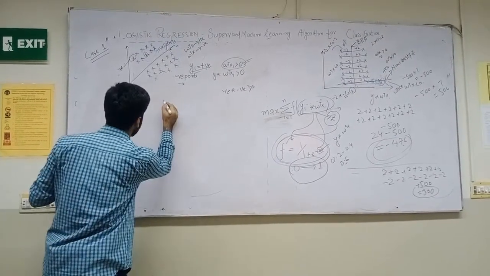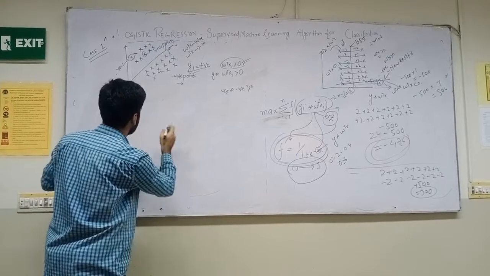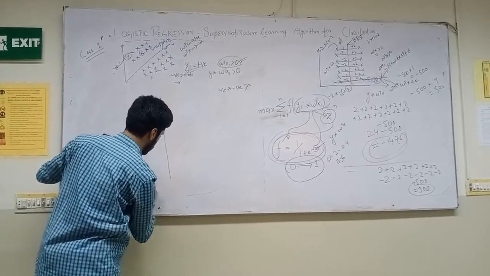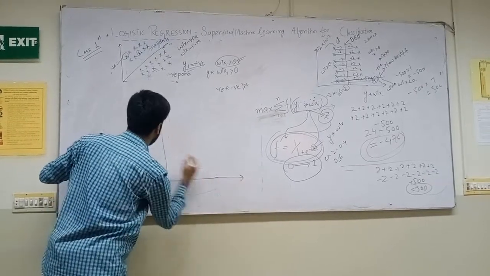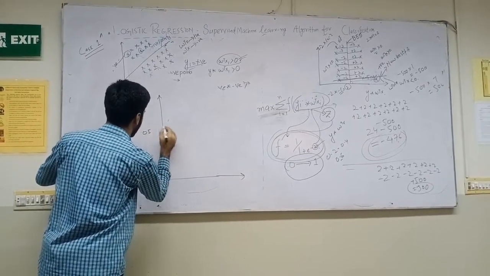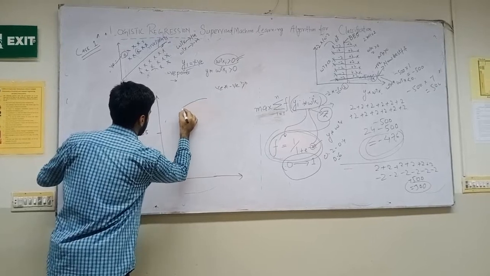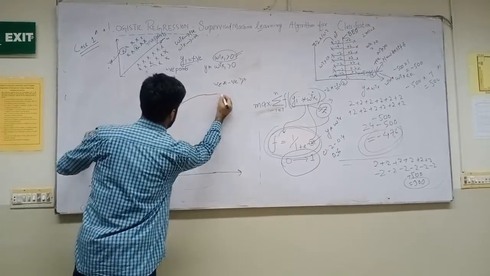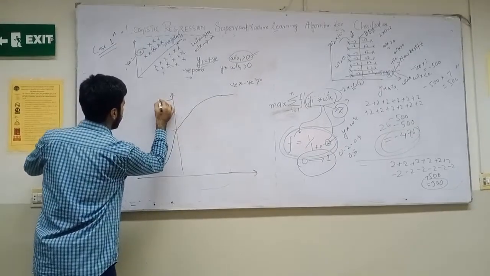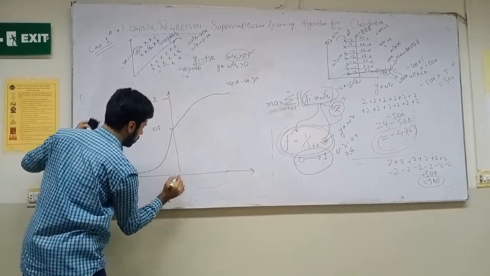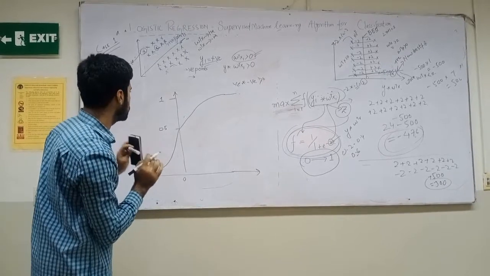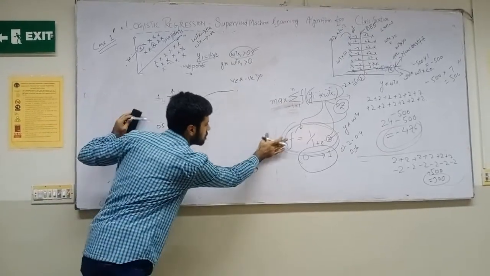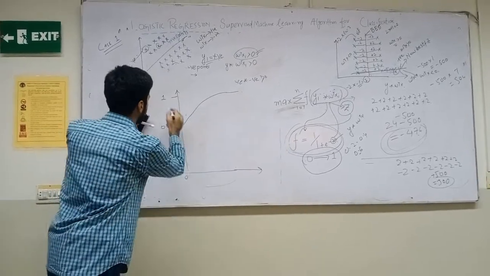The decimal value always lies between 0 and 1. So in logistic regression, I can say that, for example, this is my threshold value. It will always lie between 1 and 0. So in the case of logistic regression, my value always lies between 1 and 0. As we are using the sigmoid function over here, we have a graph like this.